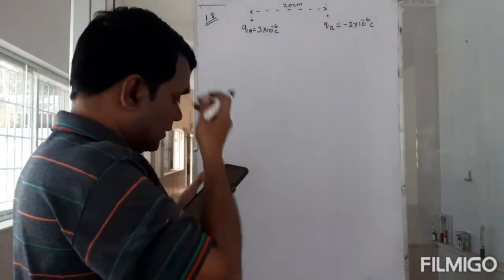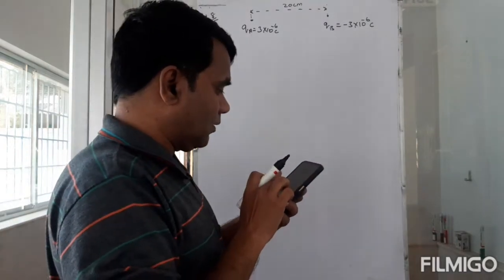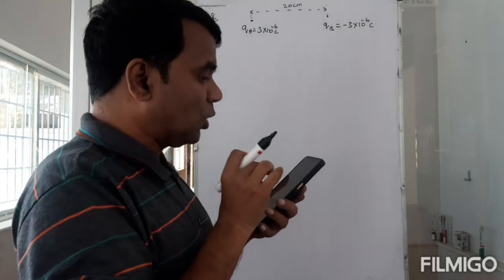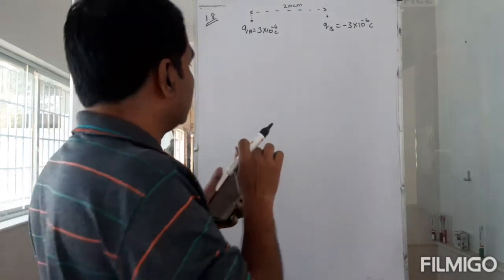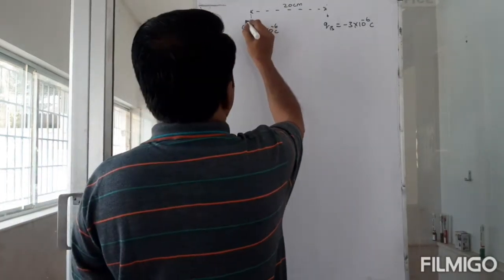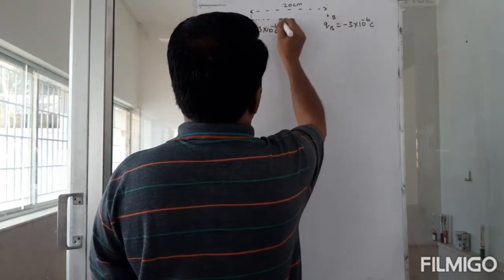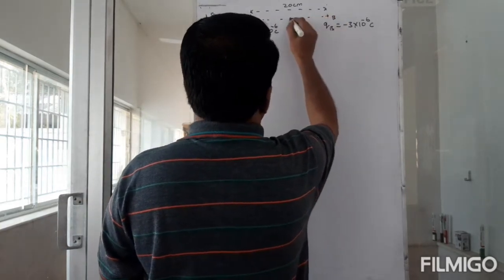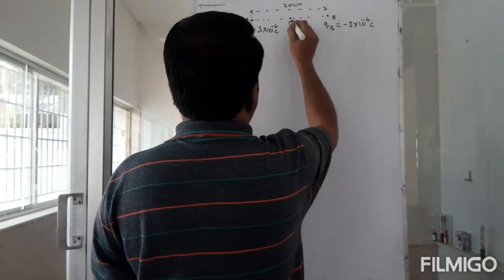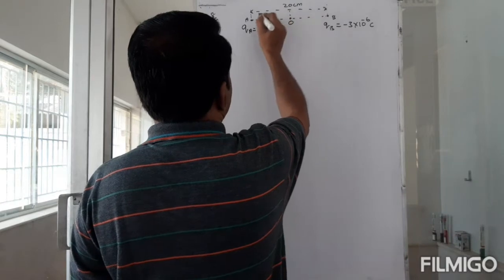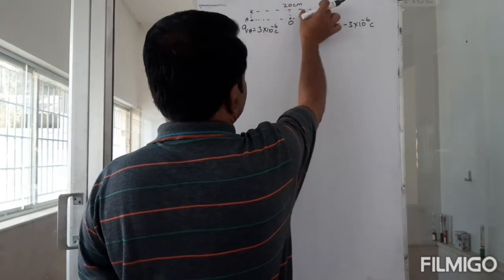Okay. Now the point is, what is the electric field at the midpoint O of the line AB joining the two charges? So this is A, this is B. So this is the midpoint. We call it O. What is the distance? It's going to be 10 centimeters, right? So this is going to be 10 centimeters here, it's going to be 10 centimeters there.